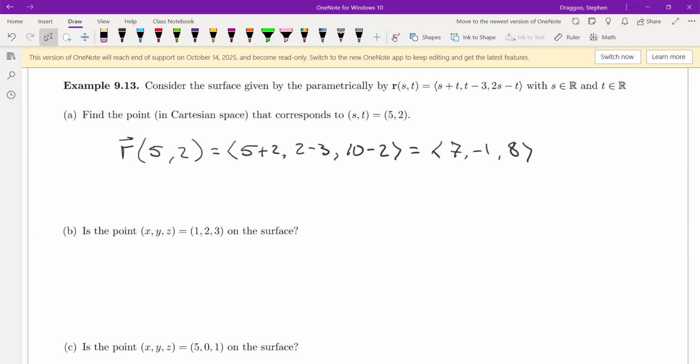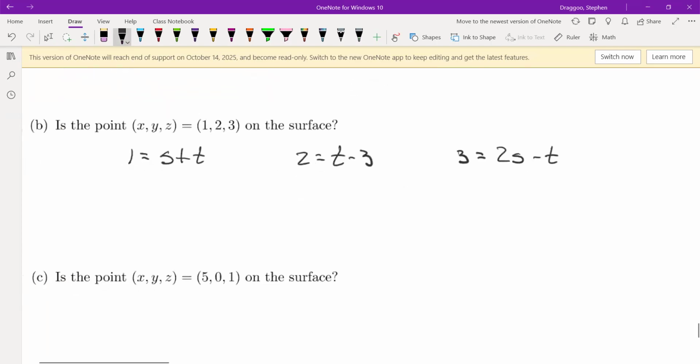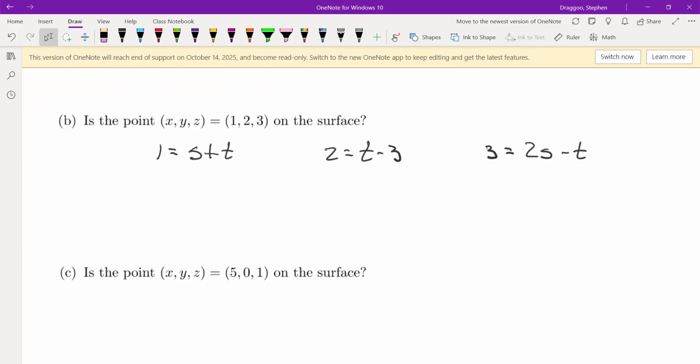A follow-up question might be to ask, is the point 1, 2, 3 on this surface? Well, let's find out. If I want to check if it's on the surface, I should just set them equal to each other. So how about 1 equals s plus t, 2 equals t minus 3, and 3 equals 2s minus t, not 2st. And now I've got a system of 3 equations that I want to solve. So what I'm going to do is solve a system of 2 equations and then check it against the third to see if this thing fits.